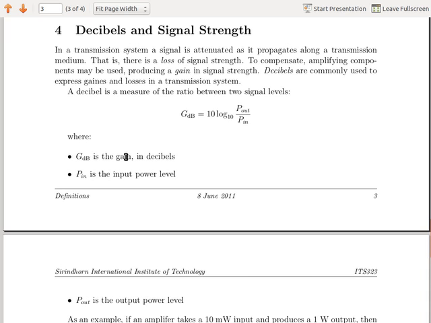The minus means that we've decreased. So in fact, we could say the loss of that channel, how much power do we lose, is 20 dB. If we have a gain of minus 20 dB, then the loss is plus 20 dB, the inverse of each other.